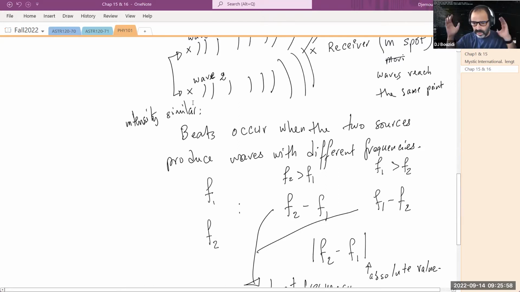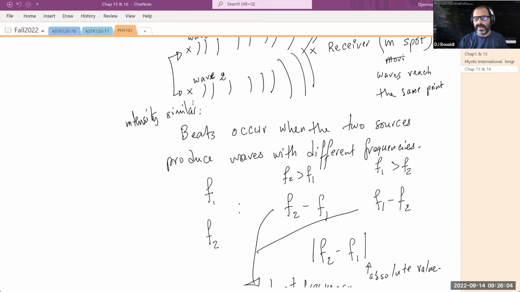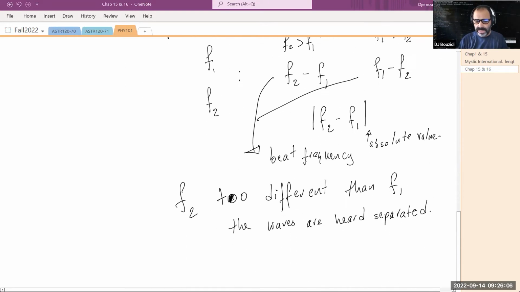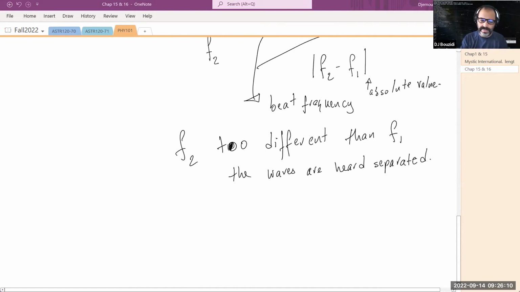So you will hear one sound and another sound completely different. One of them high tone, one of them is low tone. Your ear will pick them up. The probe also will pick them up, okay? The problem then is when F2 and F1 are close from each other. So this is condition number one.